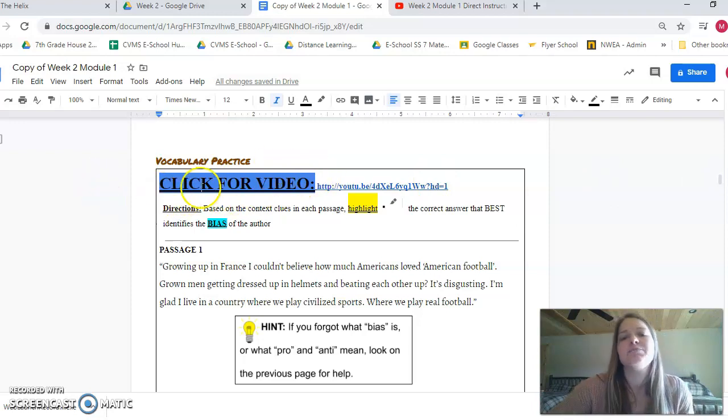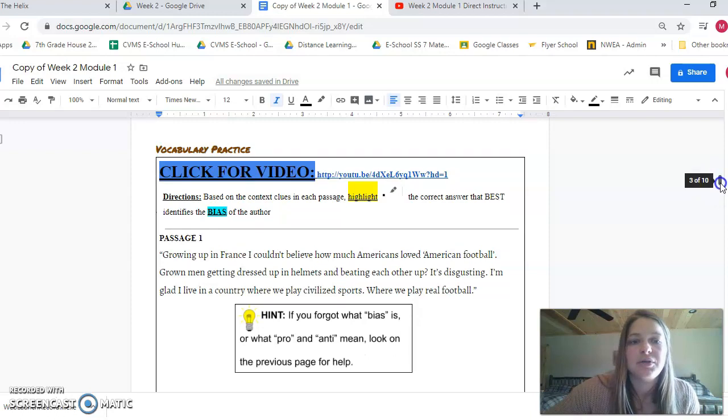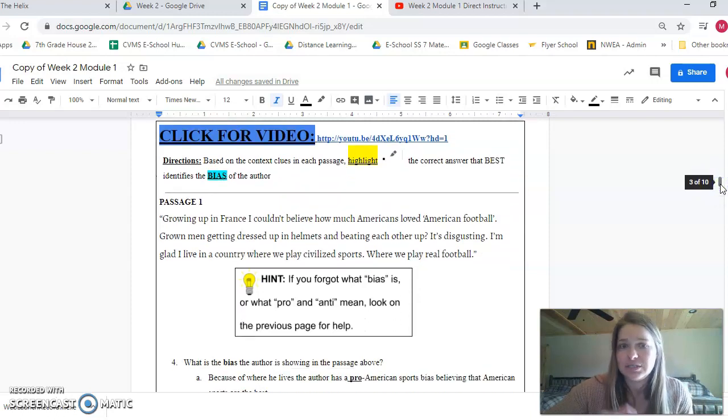So you would have already clicked this, but know that all of the videos are going to be highlighted in this blue color where it says click for the video. So you should be looking for that. When you see that blue, that means that there's a video coming and that's where you need to click and find it. Okay. So the directions that we're going to do here, and we have 3 questions in this vocab practice. And the directions are the same for all 3 questions. Based on the context clues in each passage, highlight the correct answer that best identifies the bias of the author. And as a review, this highlight is right next to the A up top.